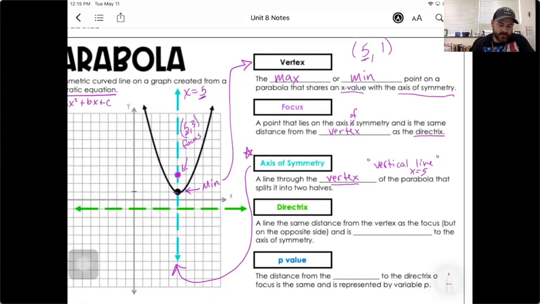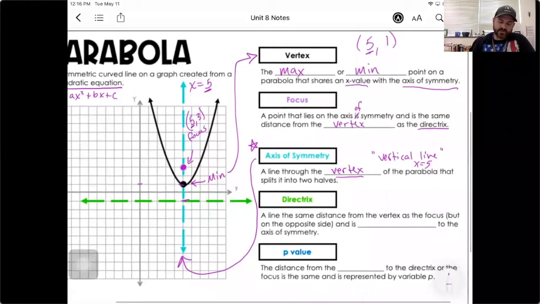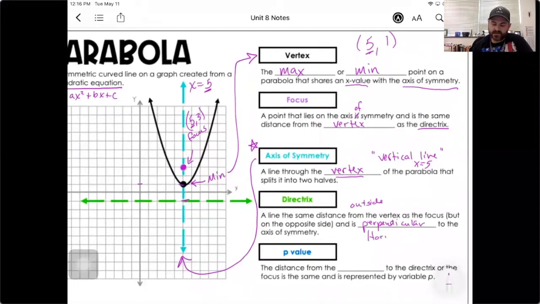And then we've got this line down here called the directrix, okay? So the directrix is a line the same distance from the vertex as the focus, but on the opposite side. It's outside of the parabola, and it is perpendicular to the axis of symmetry, which makes it always a horizontal line, which is y equals a number. And in this case, the y value here is -1. In our example, this would be the equation y equals -1. So that's a horizontal line.